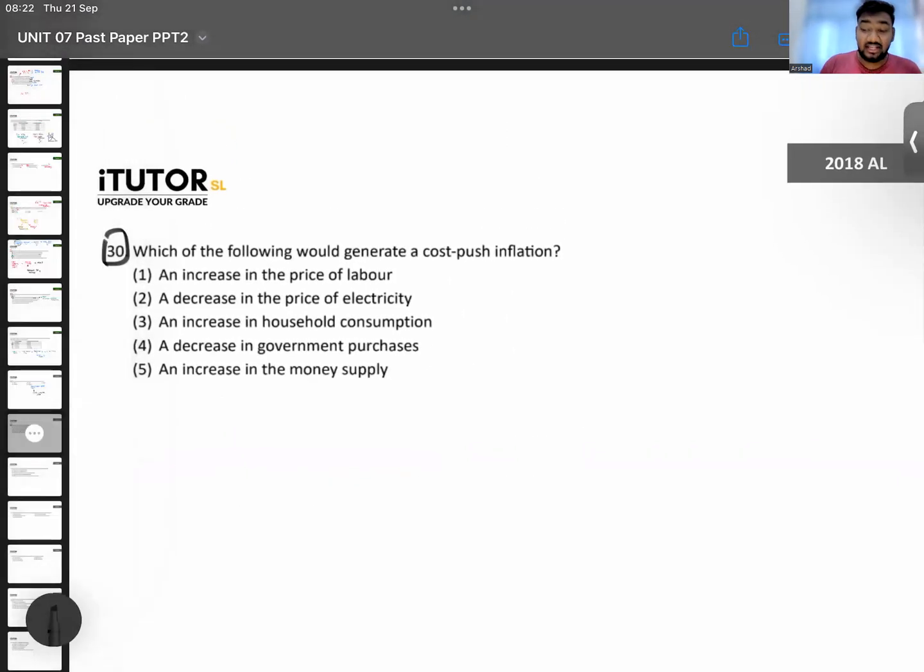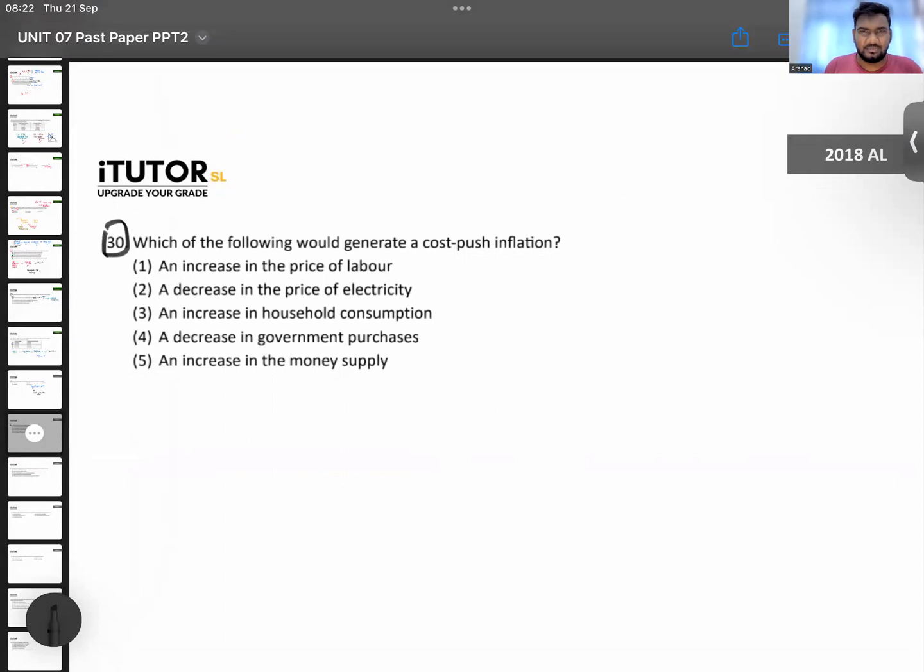Which of the following would generate cost push inflation? Aggregate supply decreases. Which of these can generate cost push inflation? Very easy, guys. Number one, increase in the price of labor. Maybe, right? If the cost of labor goes up, that means wages increase, cost of production increases. When cost of production increases, aggregate supply will come down. So when aggregate supply decreases, a leftward shift, there is cost push inflation. Can be the answer.